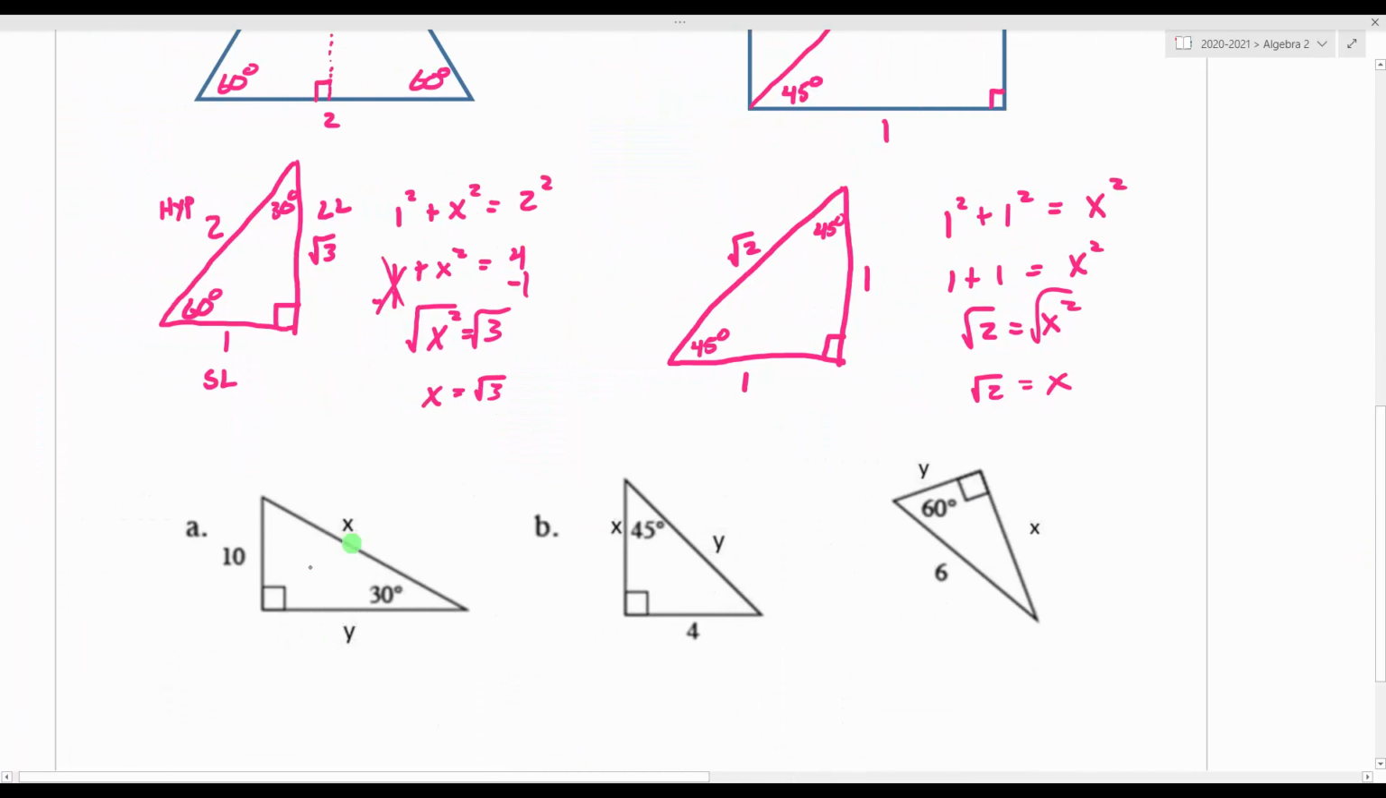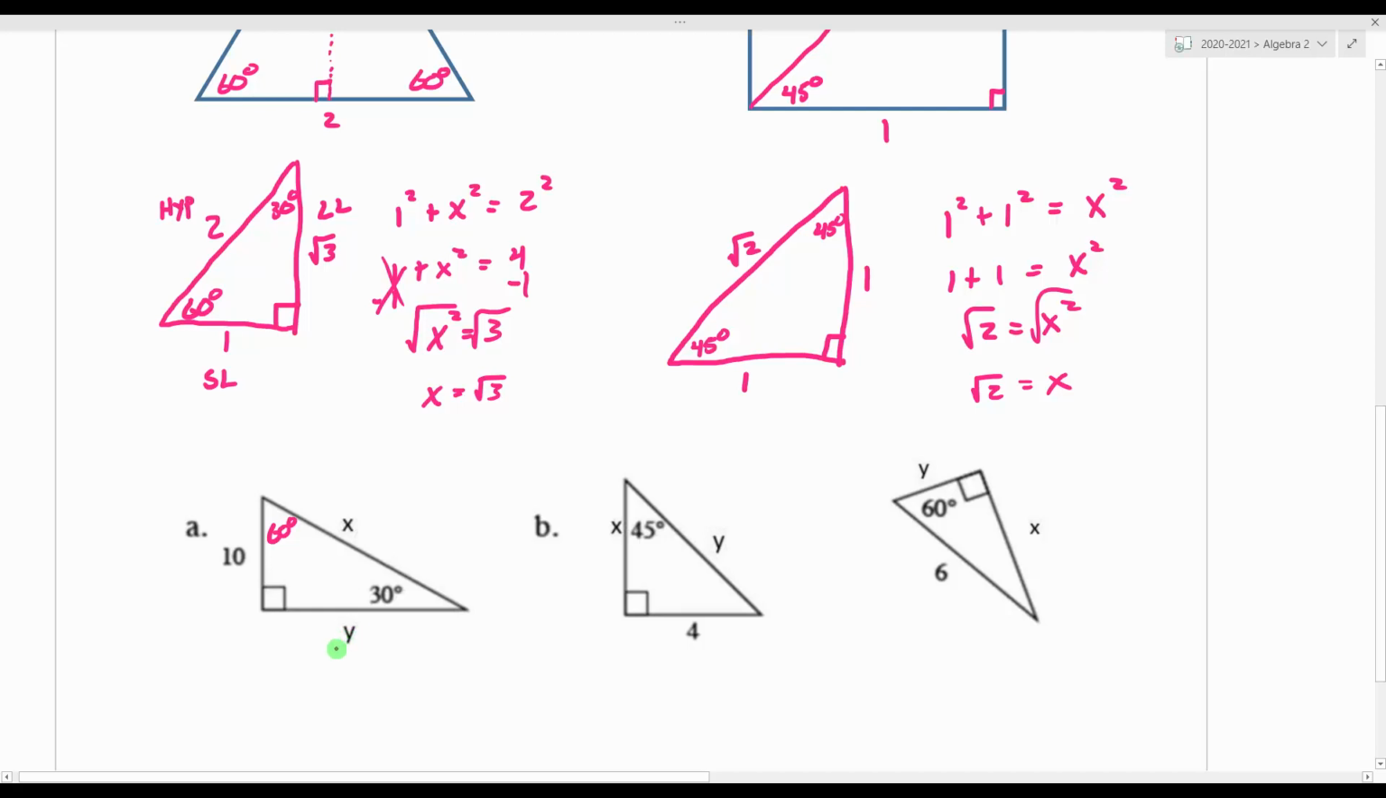So here we have a triangle, and upon inspection, I notice we have a 90-degree angle, we have a 30-degree angle, and since I know all three angles have to add to be 180 degrees, I know that this has to be a 60-degree angle. So I immediately recognize this is a 30, 60, 90 right triangle. I know one of the sides, and I need to find the other two sides.